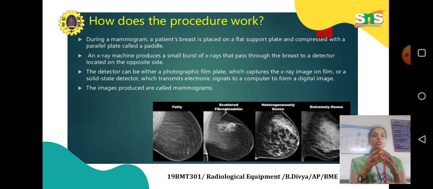Next, how does the procedure work during a mammogram? The patient's breast is placed on a flat support plate and compressed with a parallel plate called a paddle. An X-ray machine produces a small burst of X-rays that passes through the breast to a detector located on the opposite side.